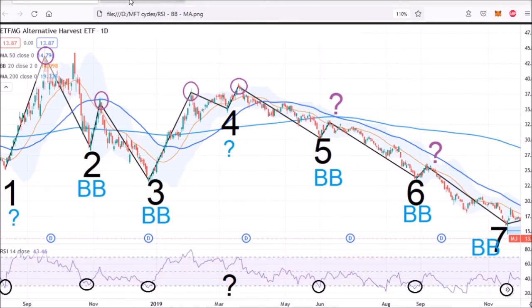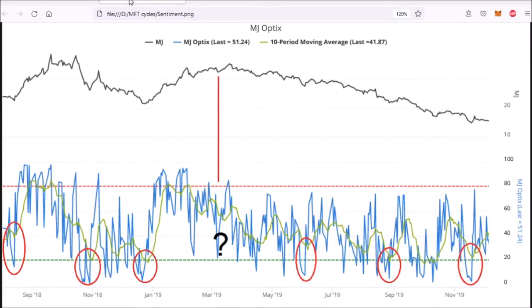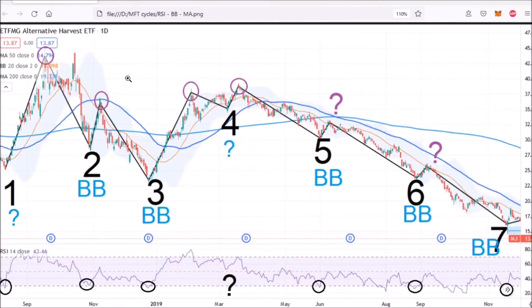One way of looking at market sentiment is the sentiment trader data. This data can be really volatile from one day to another, so sometimes I also like to look at this 10-day moving average of the optimism index. That's the green line over here. Looking at the history of MJ cycles, between late 2018 and late 2019, I see 7 cycle lows. They are marked with these large numbers, 1, 2, 3, 4, 5, 6, 7.